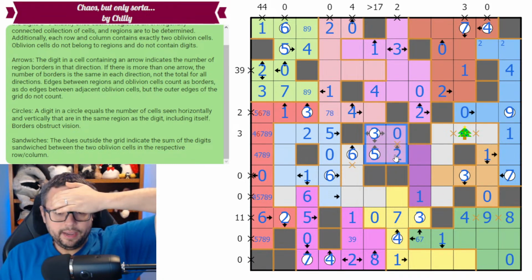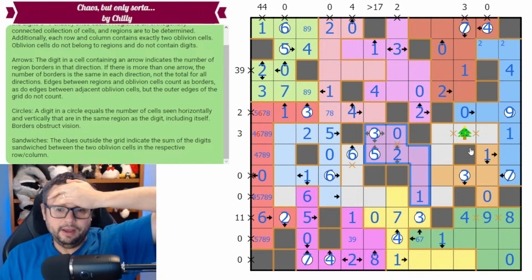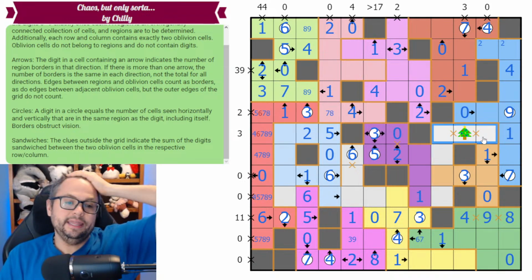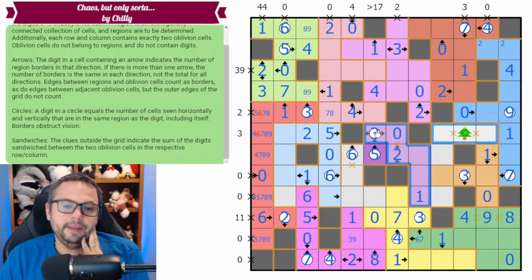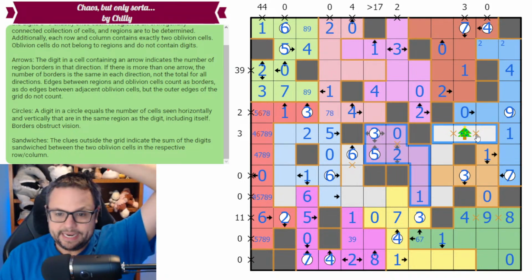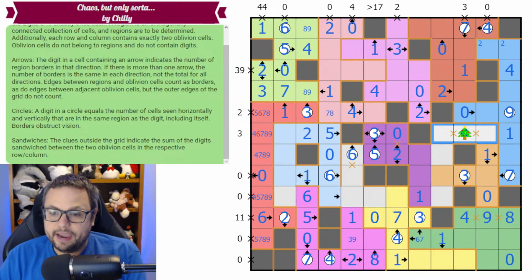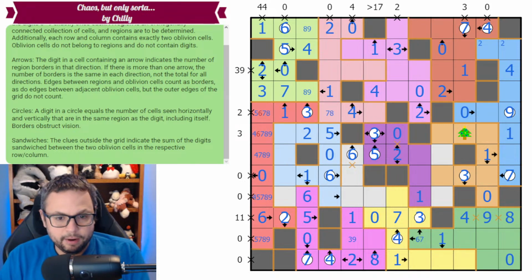Royal purple is at 4, 5, 6, 7 cells. So royal purple can't take these because that would be it. Like literally, that would be it. And so purple wouldn't be connected. So these, in fact, are orange. So congratulations to all the orange betters out there. So I have an orange over there.